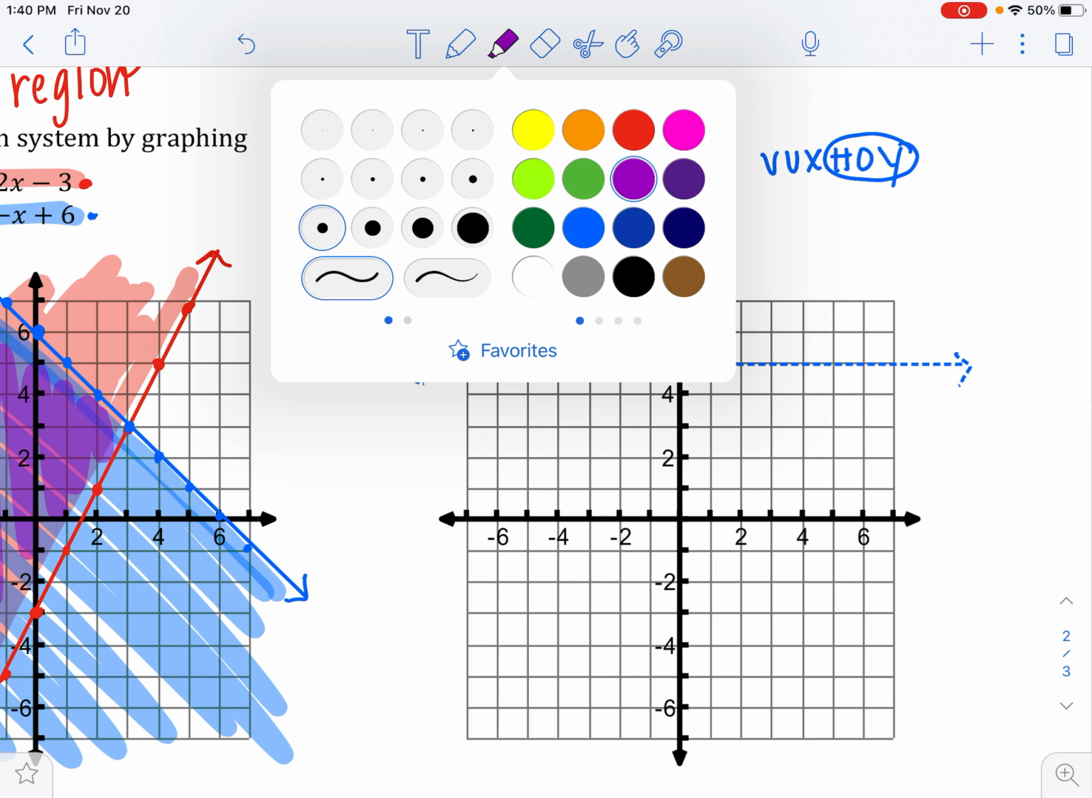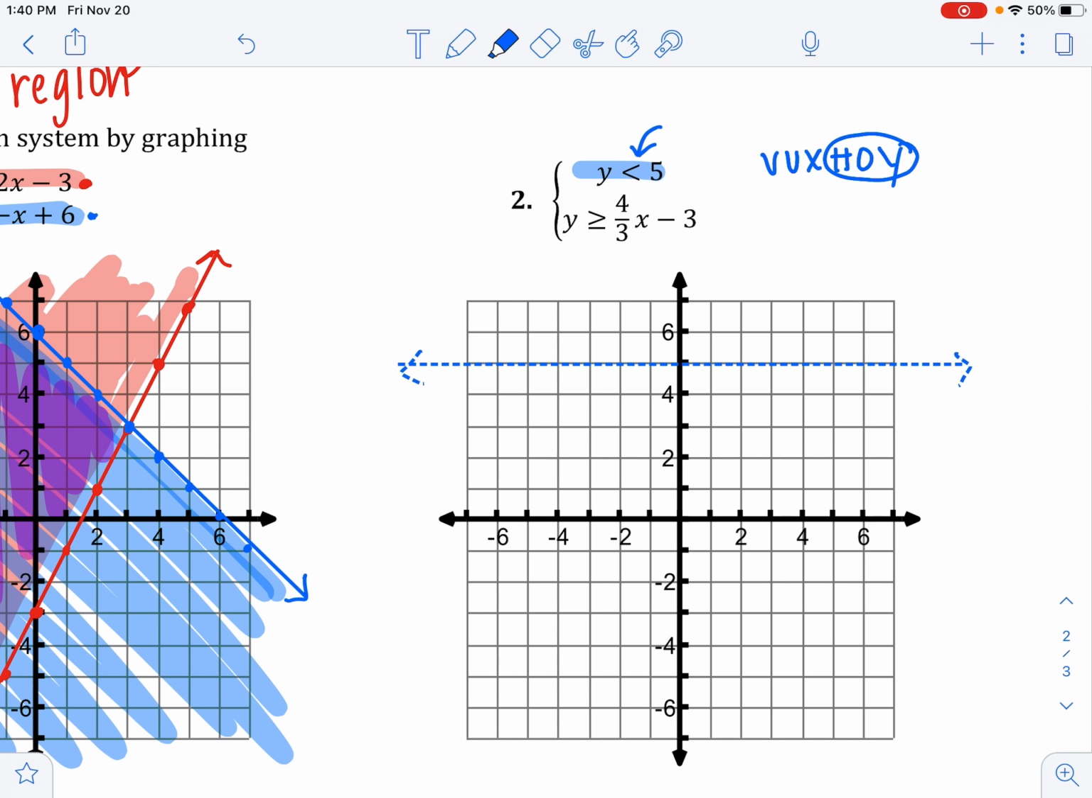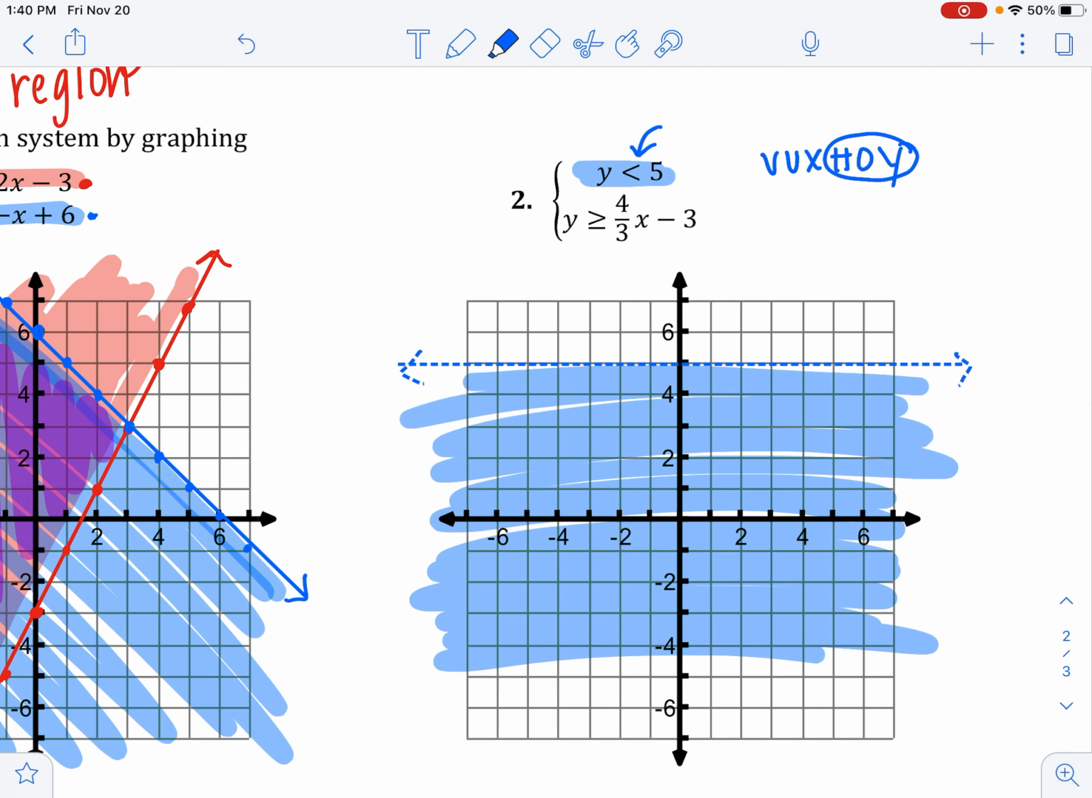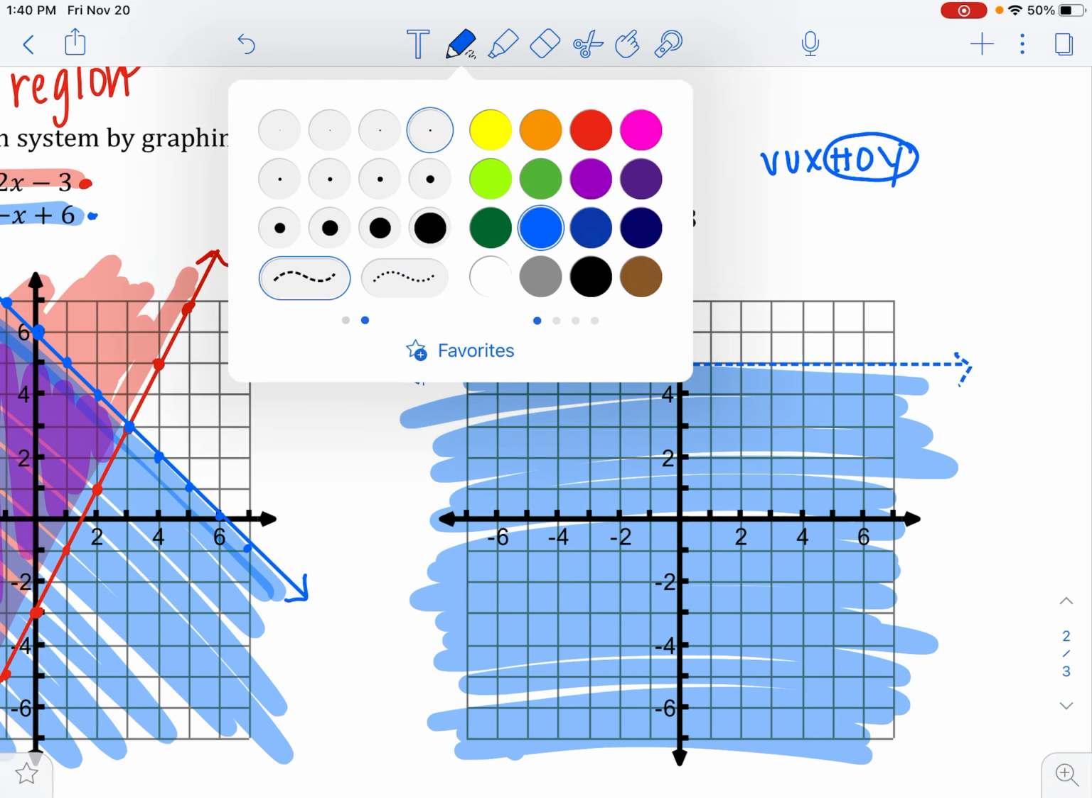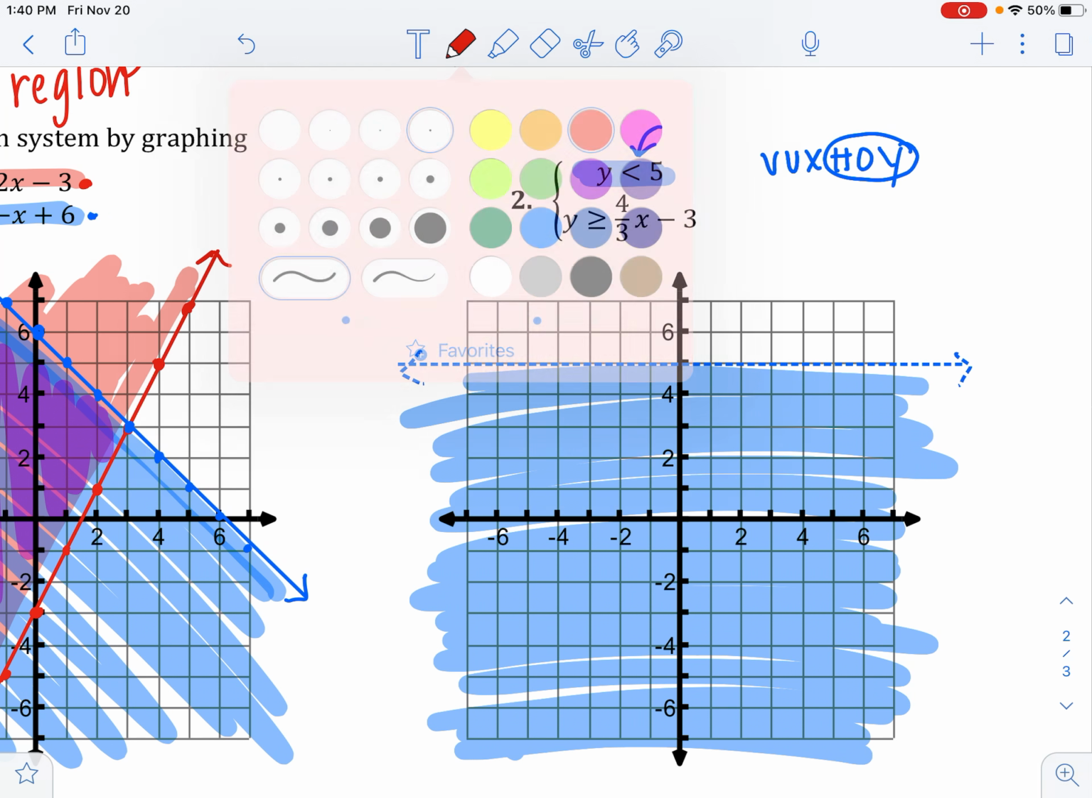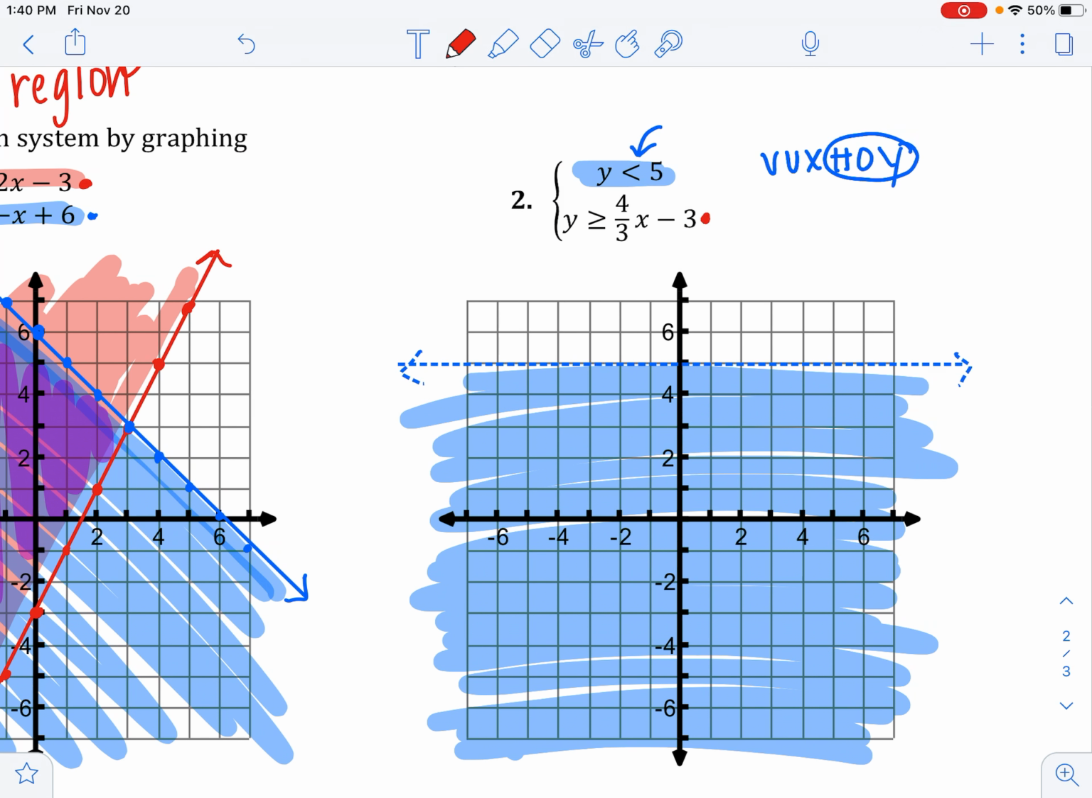Move it up just a little bit. Okay, good enough. Now I need to show if I'm shading above or below. These are values less than 5. Where are the values less than 5? They are below that line. Now I'm going to change my line style to red.